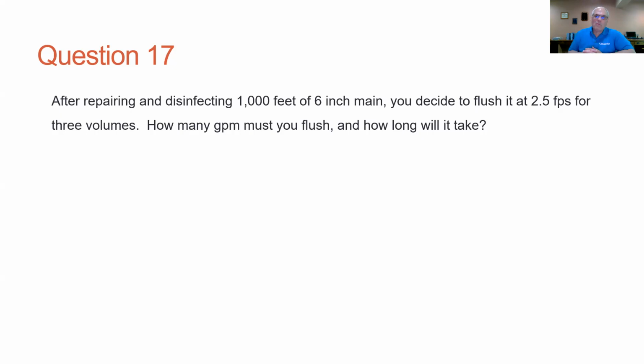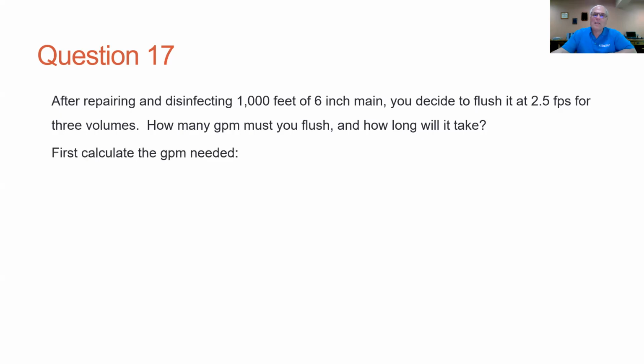AWWA and probably your state requires you to flush it at 2.5 feet per second in order to get a high enough velocity to get the water out of there. Well, if you can't measure that 2.5 feet per second, you're going to have to do some calculations. And so you're going to need to know how long it takes to flush. Probably you're going to use a pedometer in the field to figure things out for yourself. So here's how I work it.